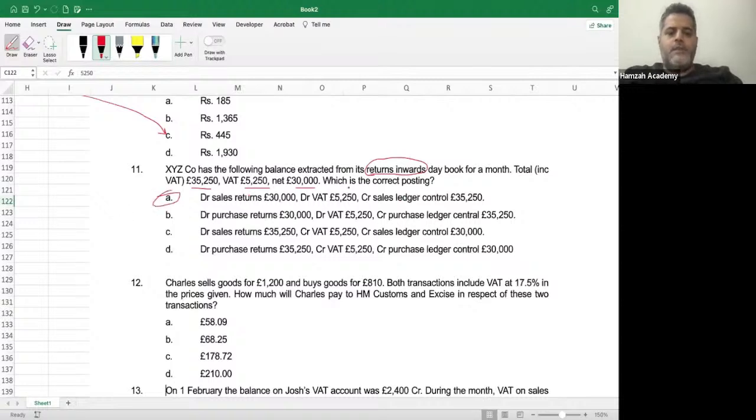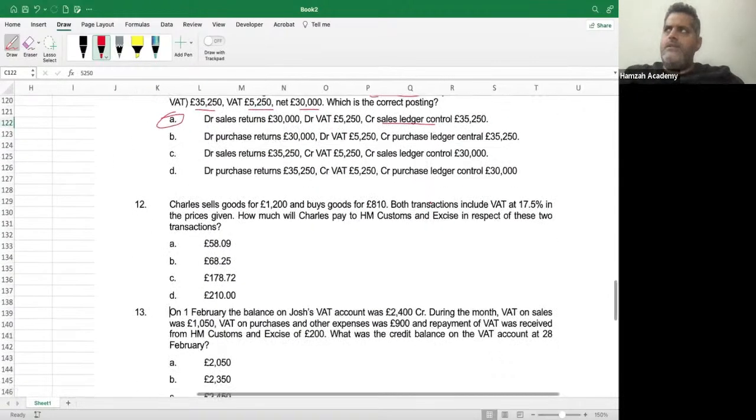This one is going to be there. We still have to study the sales ledger control account. Don't worry, we will do that. But fast forward, this is the receivable ledger. I mean, you can take it as a receivable ledger as well, right?